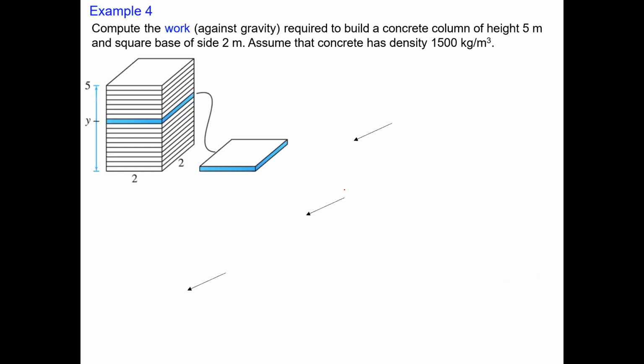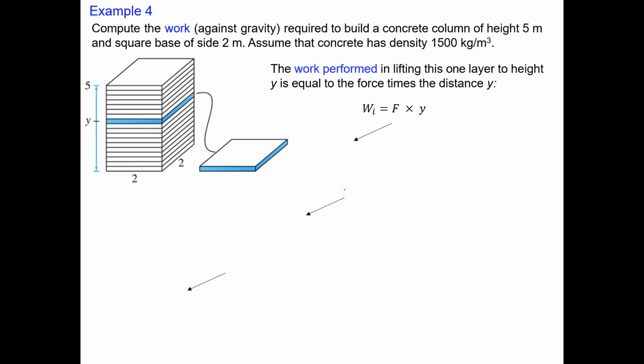Okay, example number 4. Compute the work against gravity required to build a concrete column of height 5 meters and square base of side 2 meters. Assume that the concrete has density 1,500 kilograms per cubic meter. The density of the material is important. Compute the work to build this concrete column. We will put it layer by layer. It means the work performed is, of course, force times the distance, and I call the distance y.